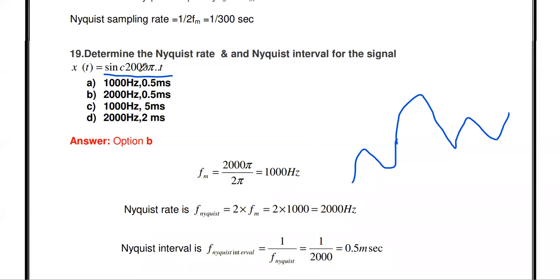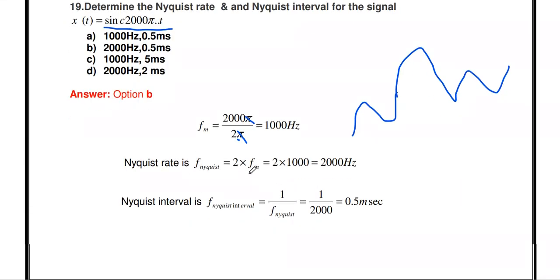Anyway, we have to find the frequency. Here omega m is equal to 2000 pi. So FM is equal to 2000 pi divided by 2 pi. The pi cancels and the 2 cancels, so we get 1000 hertz. Okay, so the Nyquist rate is nothing but 2 into FM. So it is 2 into 1000, 2000 hertz.